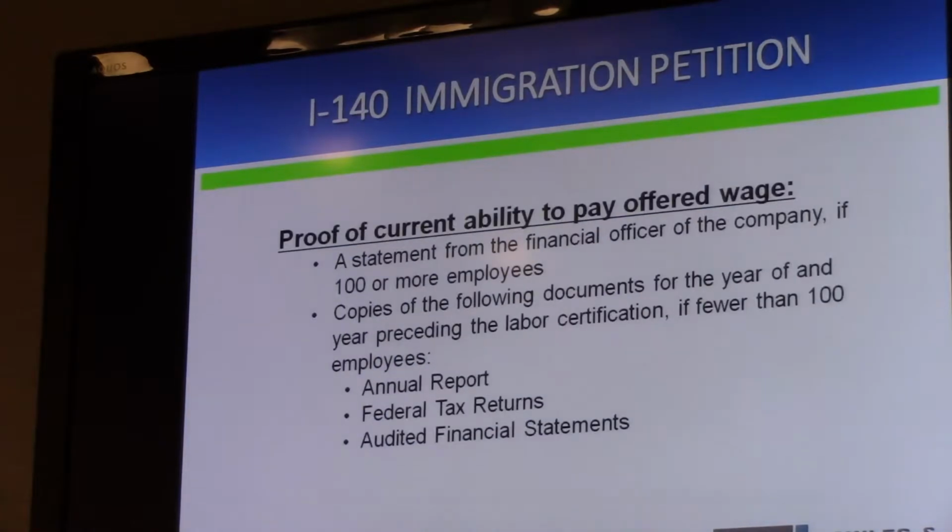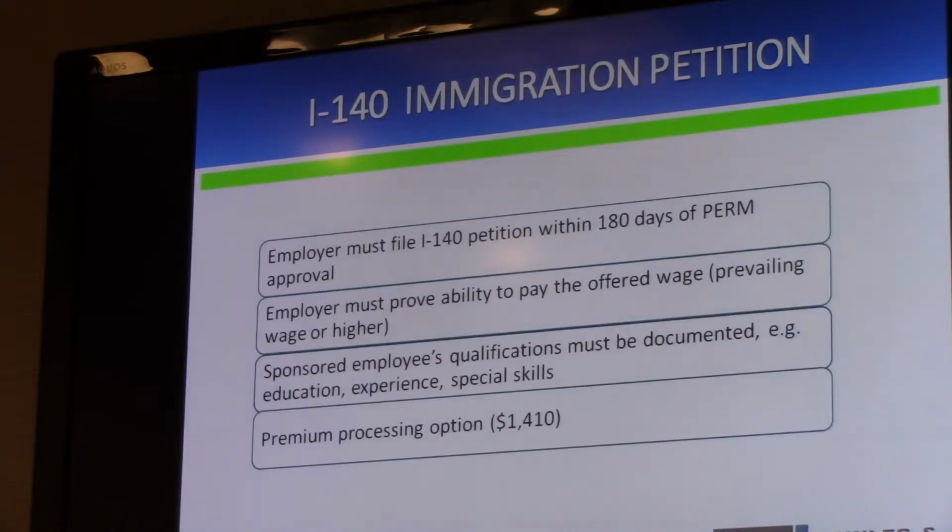So the I-140 petition, we've gone through perm. What's the next step? Employer must file the I-140 immigrant petition within the 100 days of the perm approval. In this, the employer is basically proving, is going to have to present evidence that they're going to be able to pay that offered wage, the prevailing wage or higher. So this is where the employer has to turn around and show, yes, we can pay this wage, we can proceed. That's evidence that's presented to USCIS.